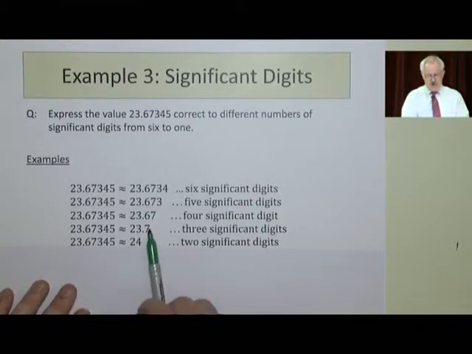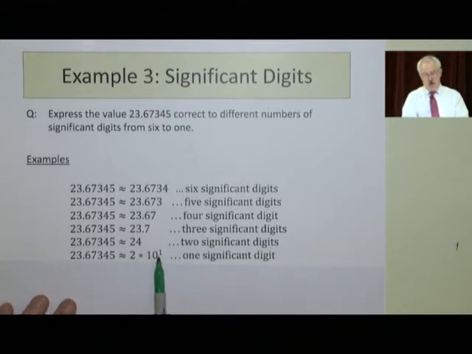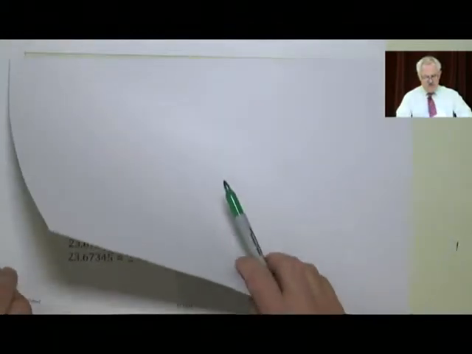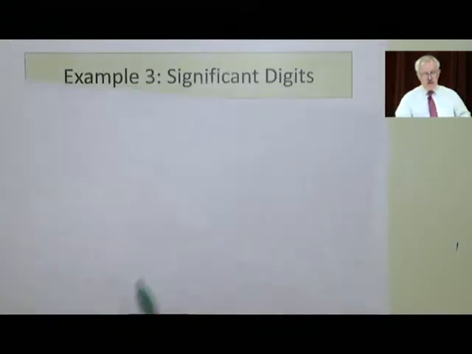Left with one digit, 24 versus 23. If you've only one digit, you'd say it's nearer 20 than it is 30. So you'd say it's 20, or 2 times 10 to the power 1. So that's the way you do it. If we look at that in terms of the digits, that's how we represent that.